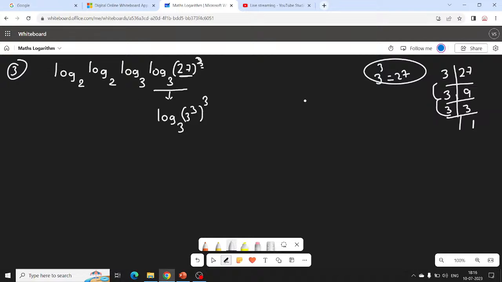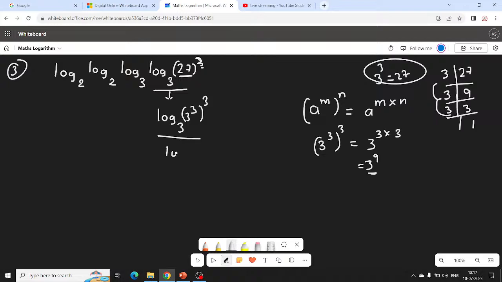Okay, now look at this. In 7th and 8th standard you had a property in surds and indices: a to the power of m, to the power of n. What happens? a to the power of m into n. So if you look at this, now this is 3 to the power of 3 bracket to the power of 3. So this will be 3 as it is. This becomes 3 into 3. So what is 3 into 3? 3 to the power of 9. Okay, so here I will write it as log base 3, 3 to the power of 9.